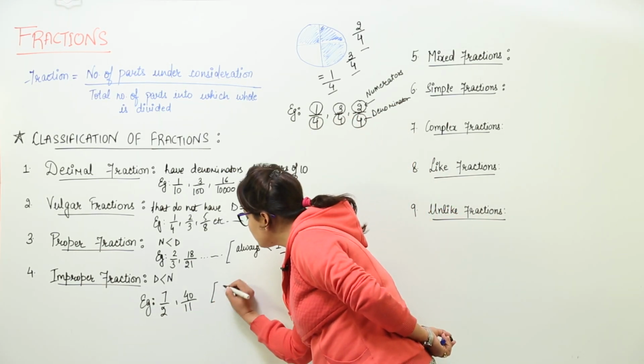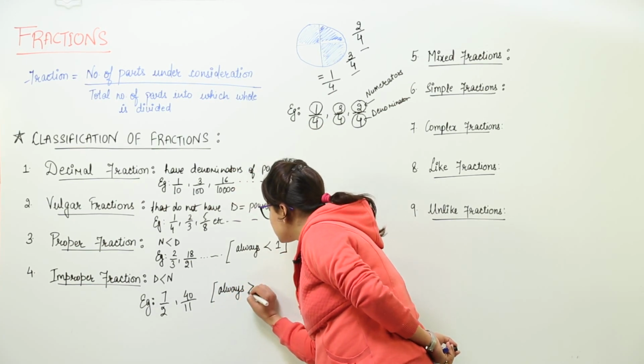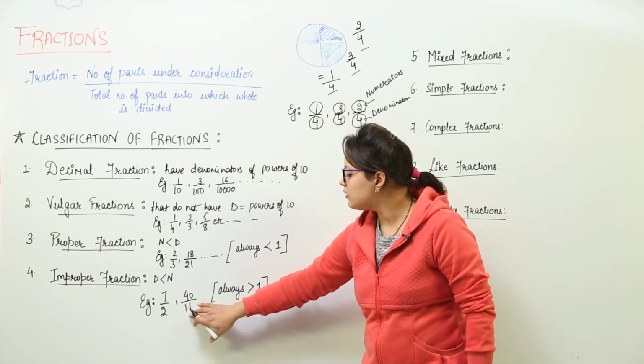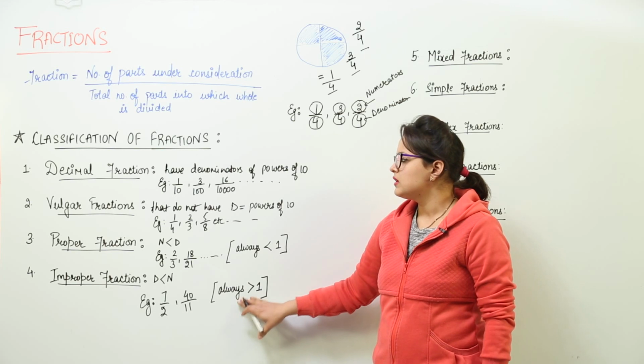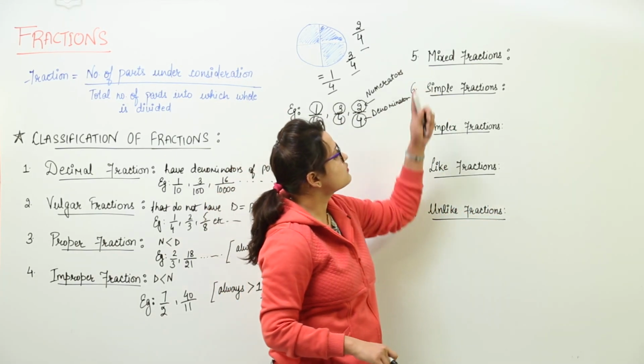So we have a note over here also, that is, improper fractions are always greater than 1, right? Their value will always be greater than 1. So these were the 4 types. Moving on to the next types, we have the mixed fractions.